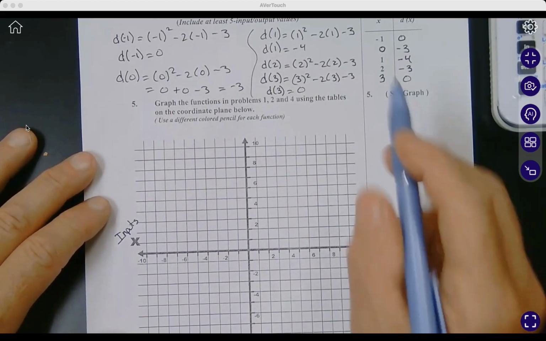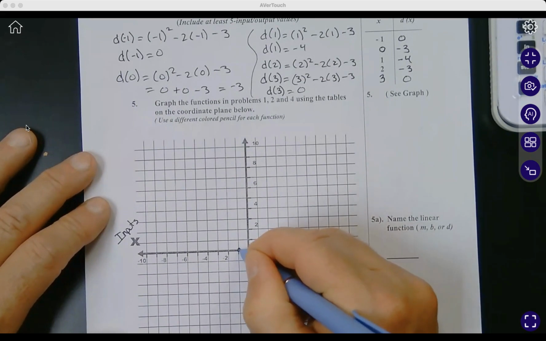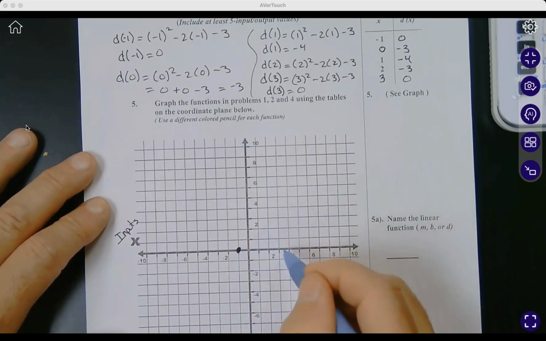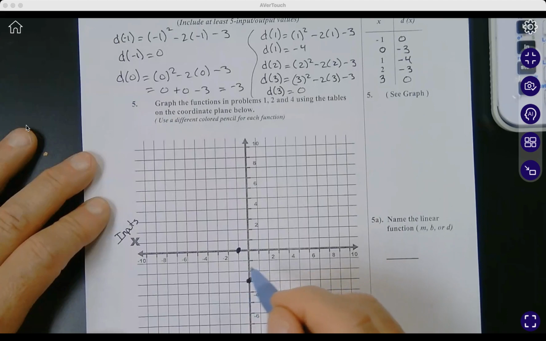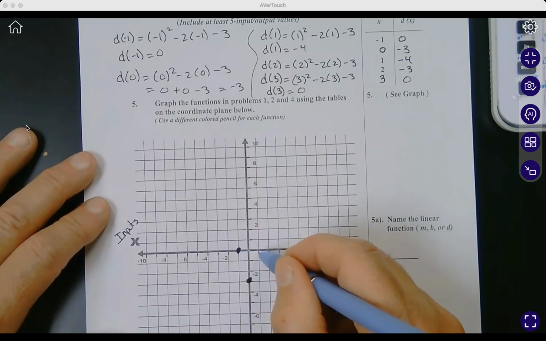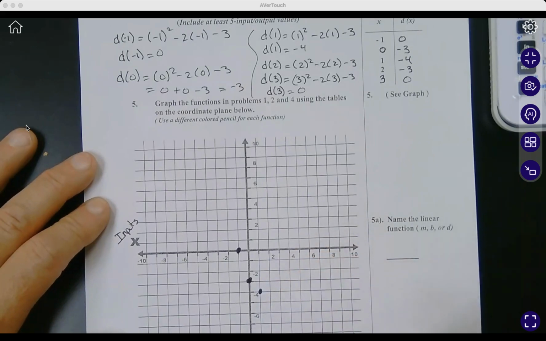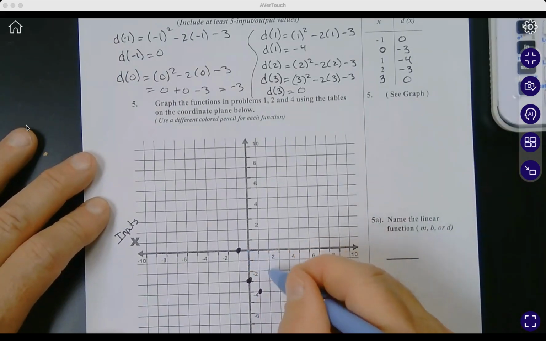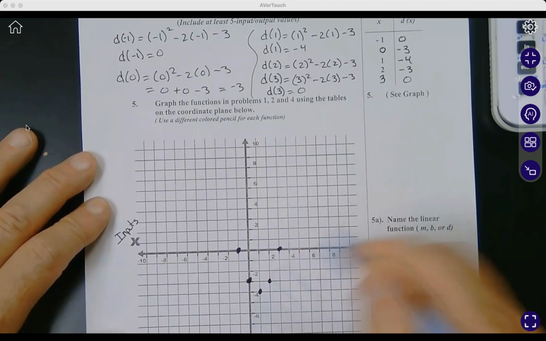All right, so to plot that point, -1, 0, go where the input is -1, output is 0. Now I go where the input is 0, output -3. I always go to the input first and then output. So input of 1, right? I'm on the input number line 1. Now I go down to where I would have -4 on the output. So that's 1, -4. 2, -3, and 3, 0. All right, now I'm going to go ahead and draw this graph.